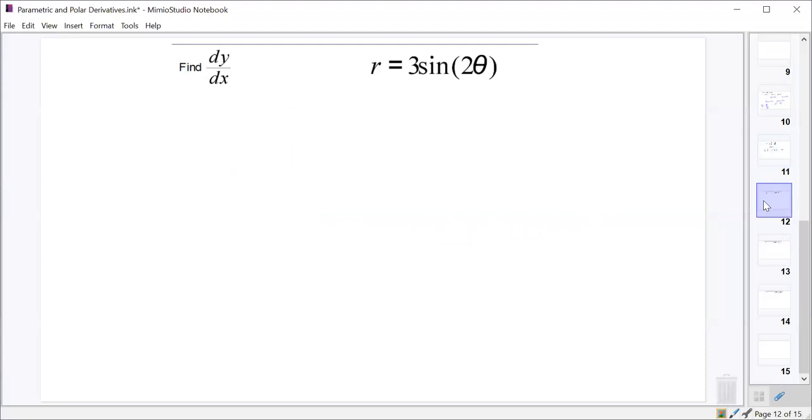So let's see if we can do this one. We have r equals 3 sine 2 theta. So what does x equal?